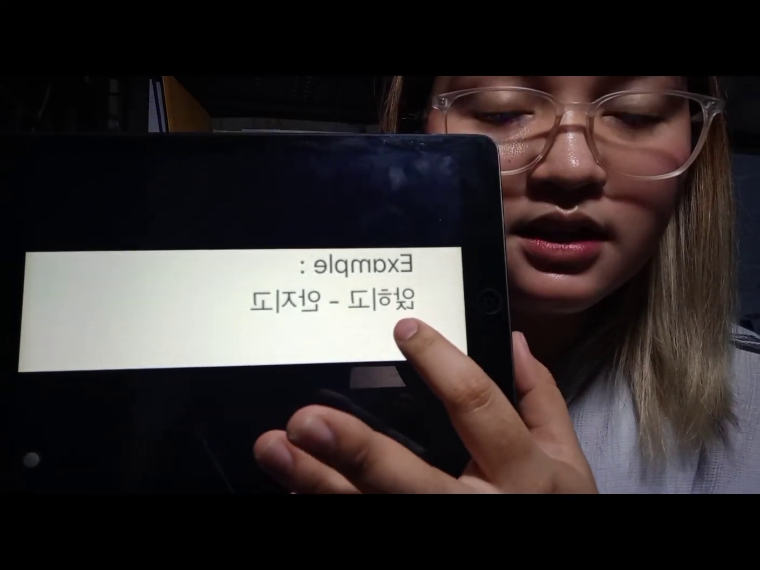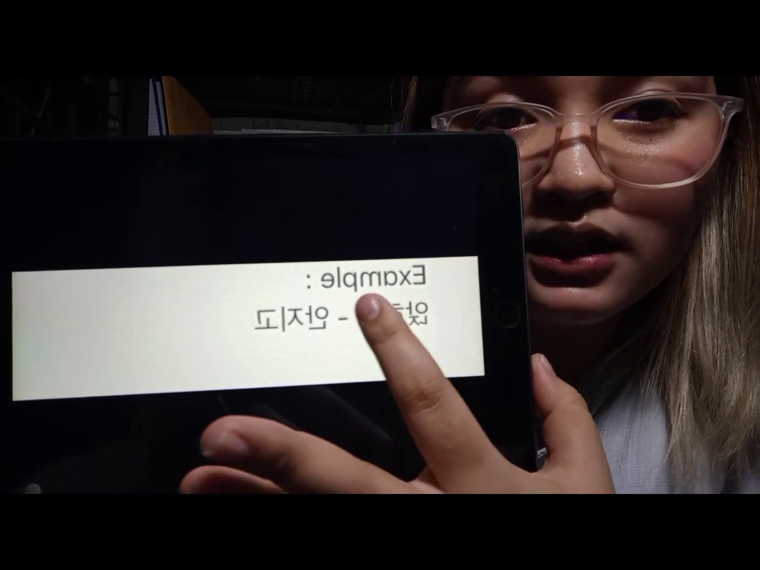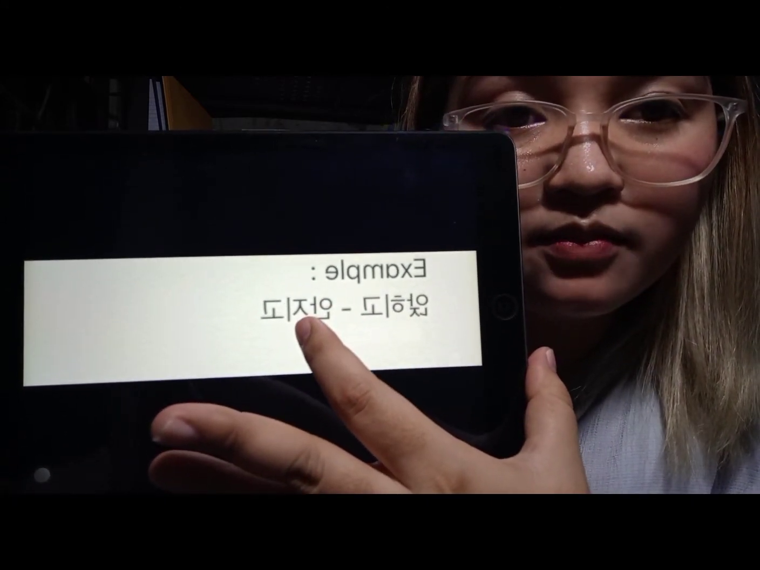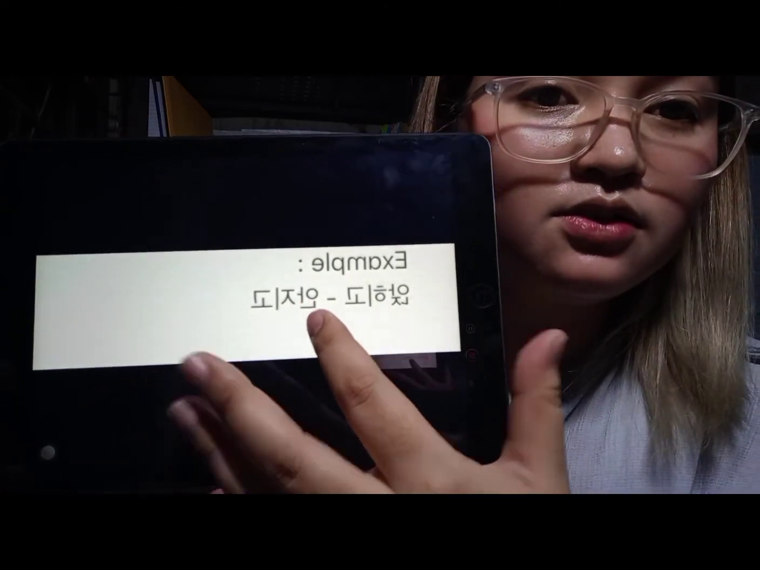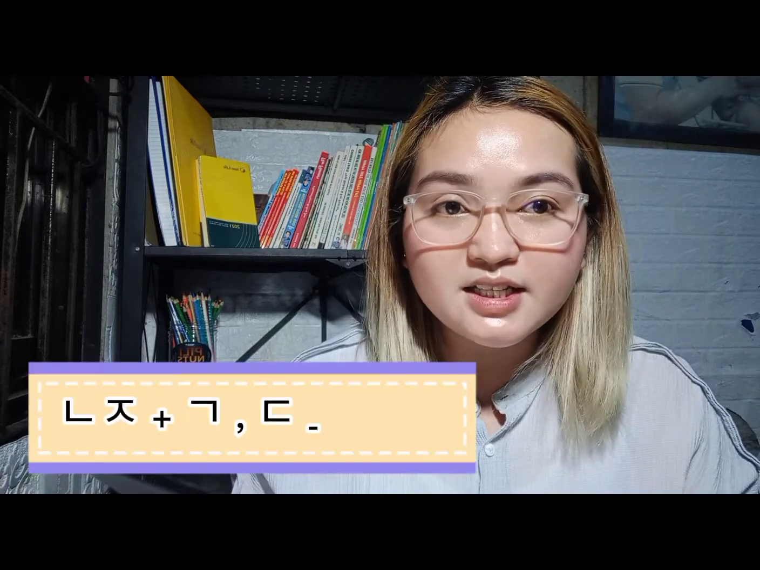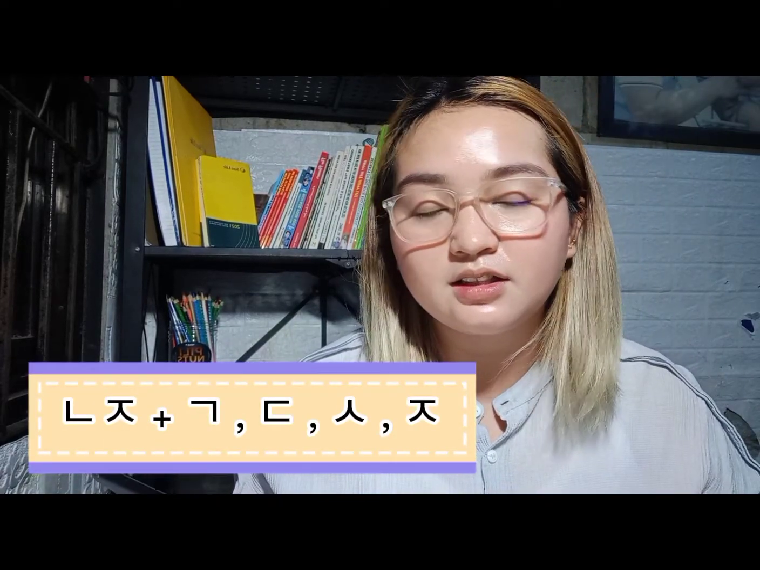So the rule is that the Jiut here in the final consonant will become Chiut. So that's a mistake, Chiut. And it will also become the initial consonant of the next syllable, like this. Third is when Nian Jiut is followed by Kiuk, Tigut, Shiut, and Chiut.